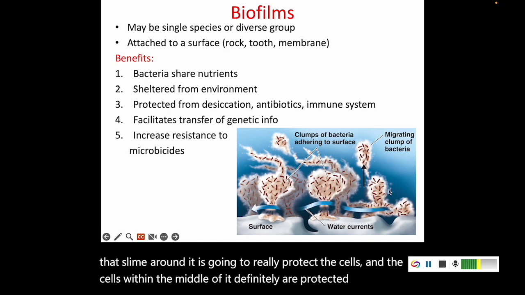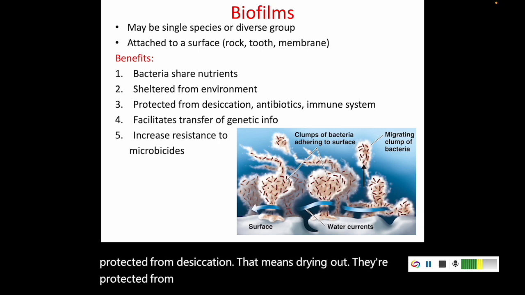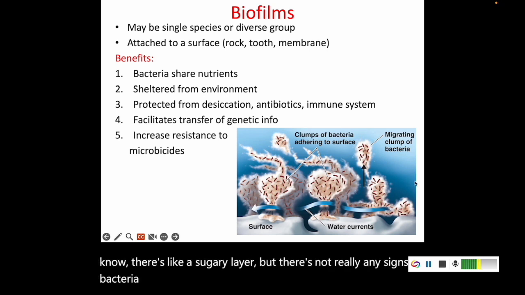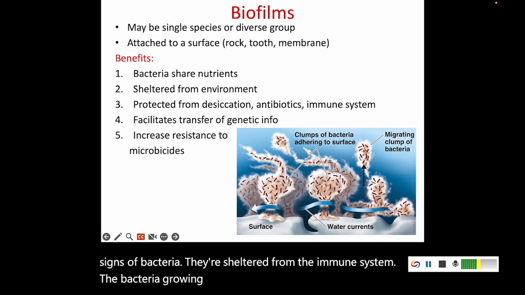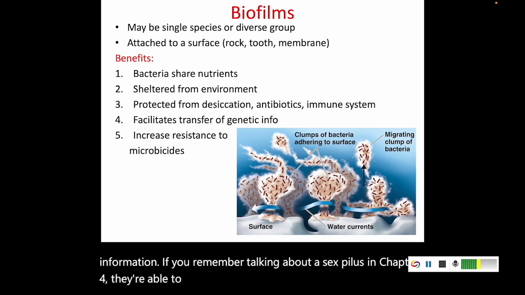They're also protected from desiccation. That means drying out. They're protected from antibiotics. So the antibiotics come in and there's like a sugary layer, but there's not really any signs of bacteria. They're sheltered from the immune system. The bacteria growing together are able to transfer their genetic information. If you remember talking about a sex pilus in chapter 4, they're able to connect to each other and just transfer plasmids to each other.